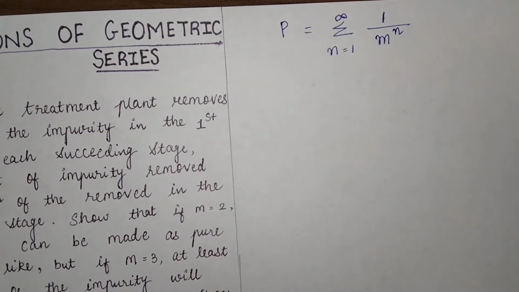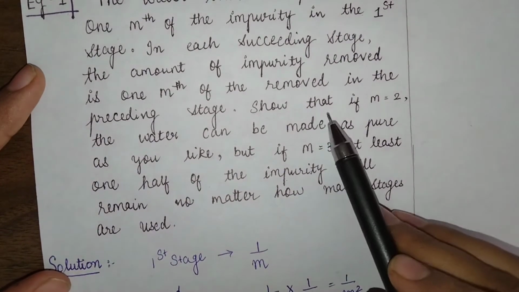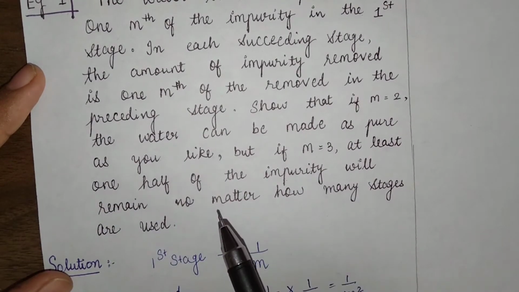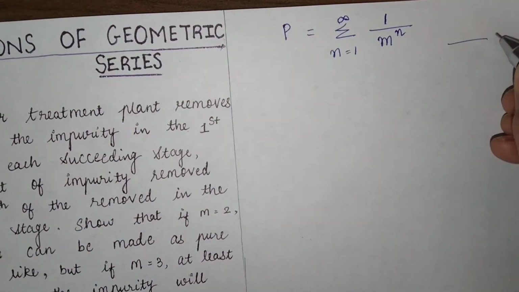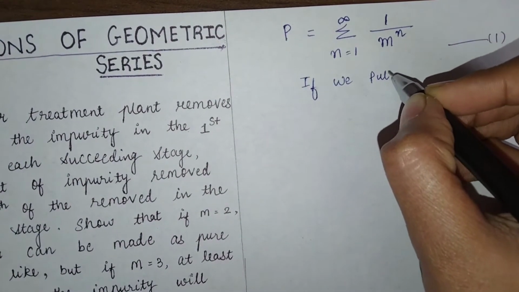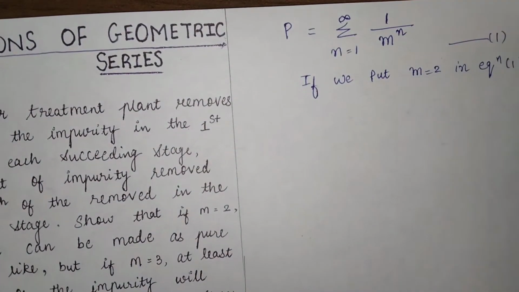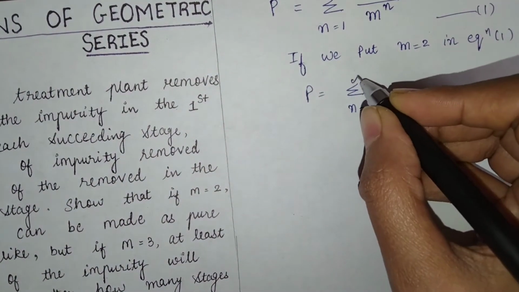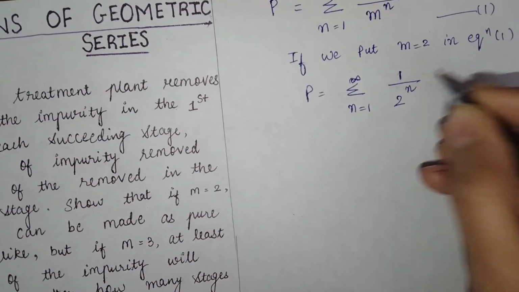Okay, now what is told? See the question again. If m equal to 2, then water can be made as pure as you like. So now let us take m equal to 2 here in this equation. If we put m equal to 2 in equation 1, then we will get P equal to summation n equal to 1 to infinity 1 upon 2 raised to n.